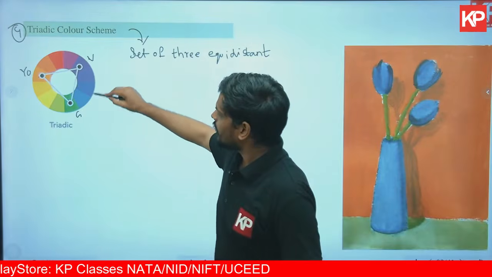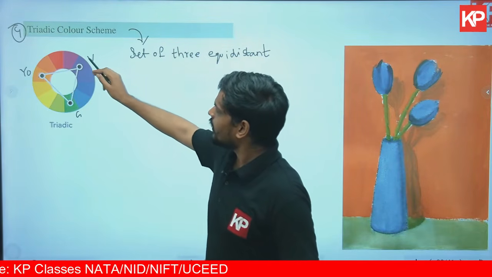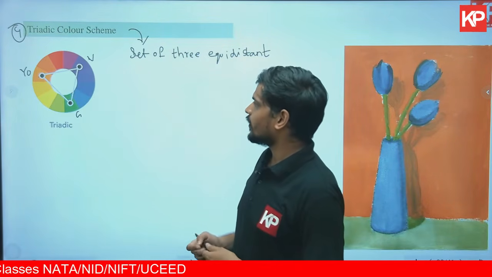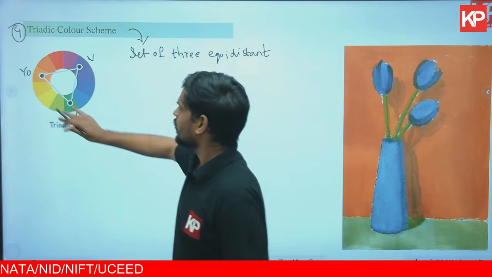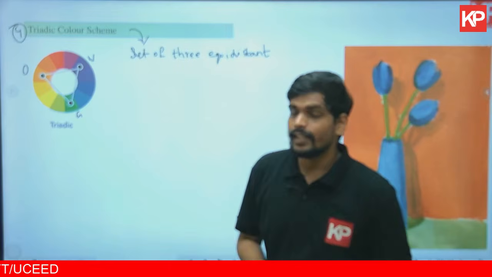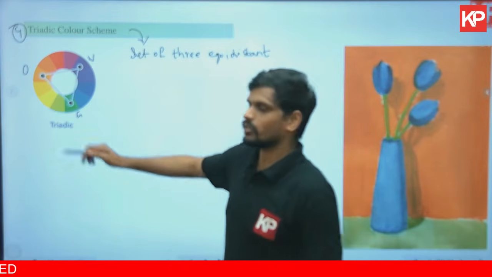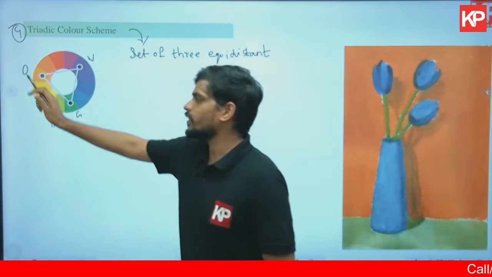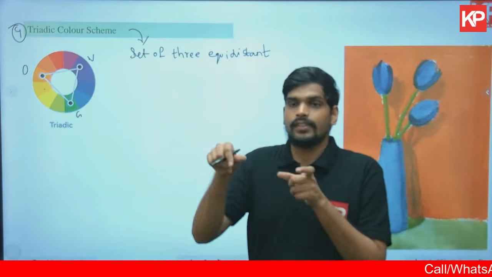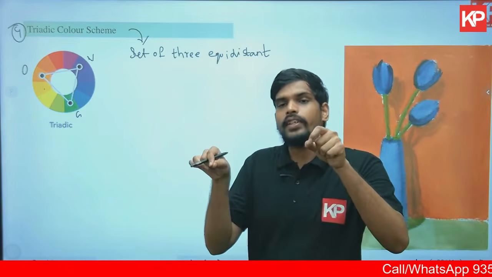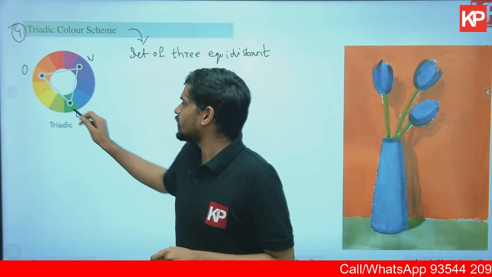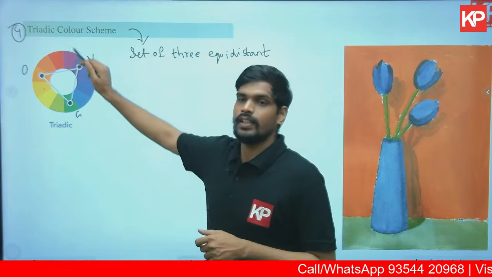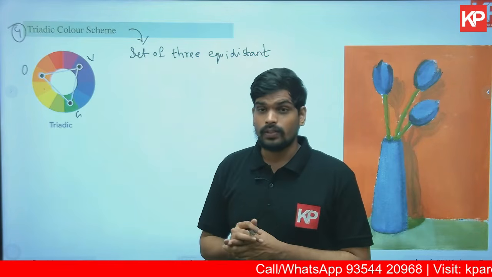There are 3 colors between green and violet, then there are 3 colors between yellow orange and orange. This is orange, right? So between violet and orange, again there are 3 colors. Between green and orange also there are 3 colors. So these 3 colors, why are they equidistant? Because between any 2 colors there are 3 more colors. Between this and this there are 3 colors. Between this and this there are 3 colors. So there are 3 colors between any 2 colors of this set.